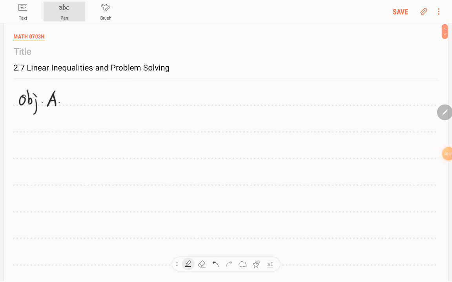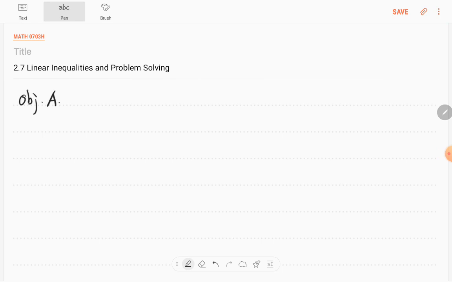Okay, let's continue to work on 2.7. In this section, we're going to talk about linear inequalities and problem solving. We will focus on the first objective. The most important part here is you need to learn how to graph your inequalities on a number line.